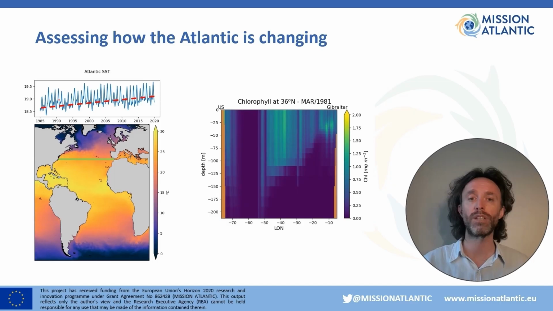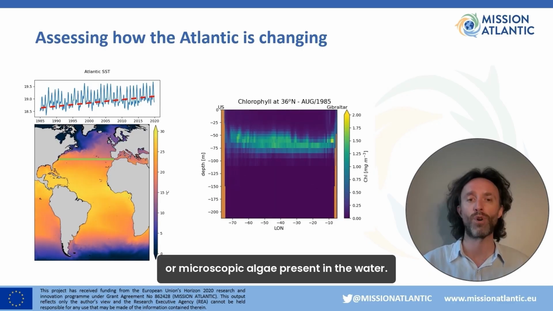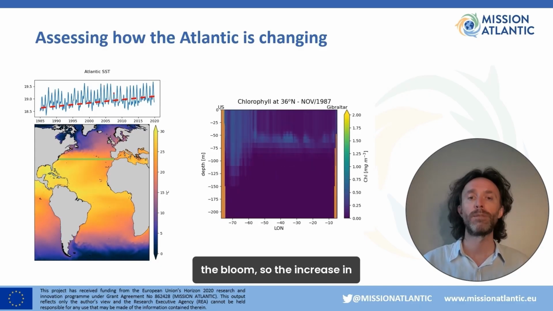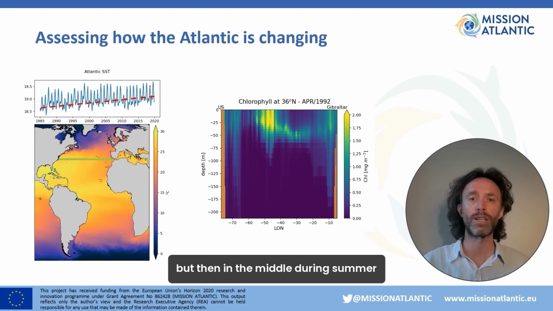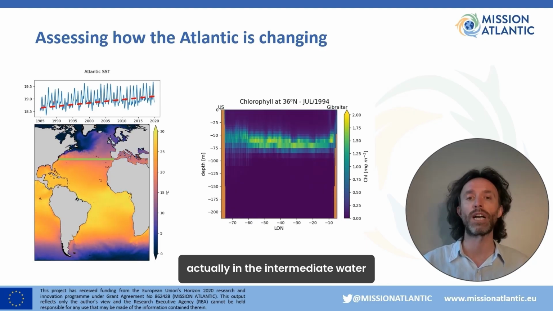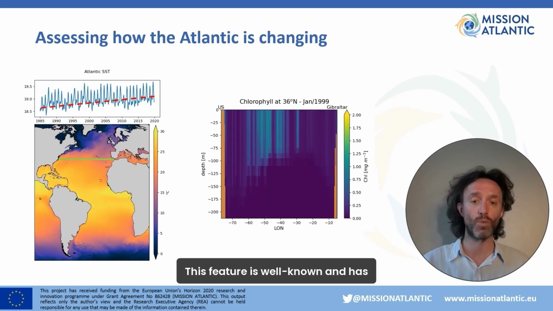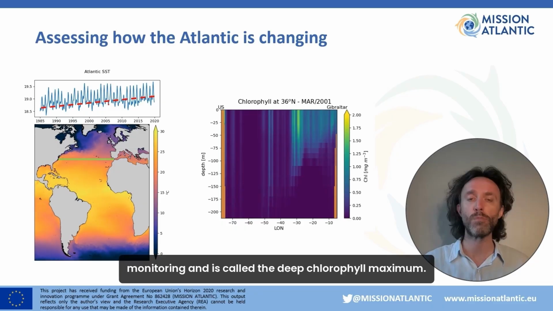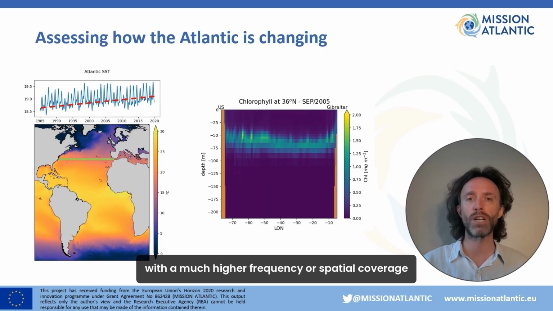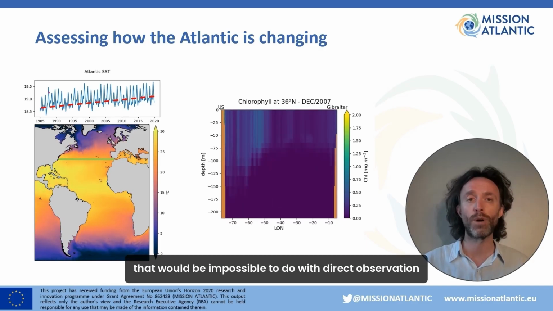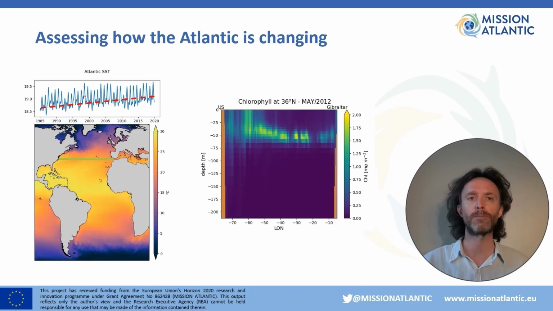and we focus on the top 200 meters, we can see the dynamics of chlorophyll, that is an indicator for the amount of phytoplankton or microscopic algae present in the water. And we can see how every year the bloom, the increase in phytoplankton, starts at the surface, but then in the middle of summer, the peak is actually reached in the intermediate water between 50 and 75 meters depth. This feature is well known, has also been observed with in situ monitoring, and is called the deep chlorophyll maximum. But the model can provide this information with a much higher frequency and spatial coverage than would be possible with direct observation, which would also be extremely expensive.